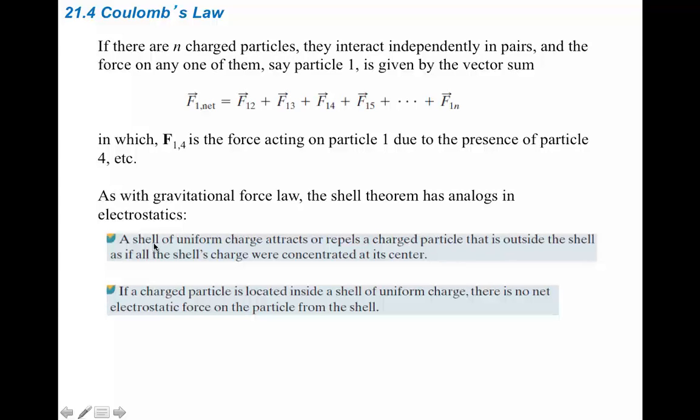A few properties. If you have a shell of uniform charge, a hollow sphere of uniform charge, it will attract or repel a charged particle that is outside the shell just as if all the shell's charge were concentrated at its center. So you can treat it as a point charge. If, however, you have a charged particle inside a shell of uniform charge, there's no net electrostatic force on the particle from the shell. So outside the shell, you can treat it as a point charge. Inside the shell, there's no net force.